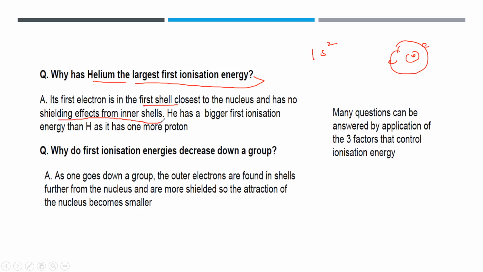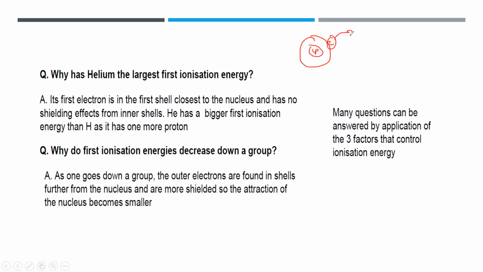So it does not have any shielding effect because we are removing an electron from this first shell. There is no inner shell electron, so there is no shielding effect. As there is no shielding effect, that's why helium has a bigger first ionization energy compared to that of hydrogen. Is it clear? Even though hydrogen also does not have any shielding effect, hydrogen has only one proton, whereas helium has 2 protons, so we need more energy compared to 1 proton.